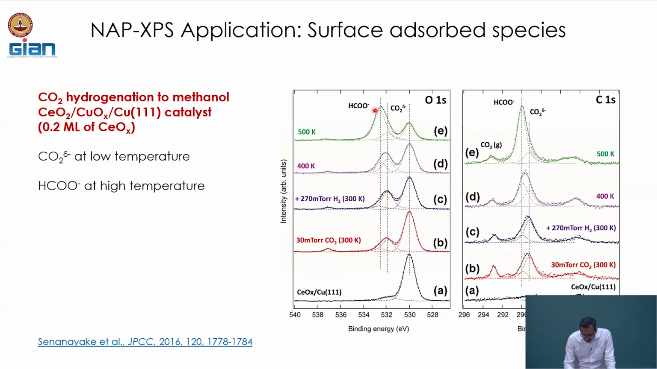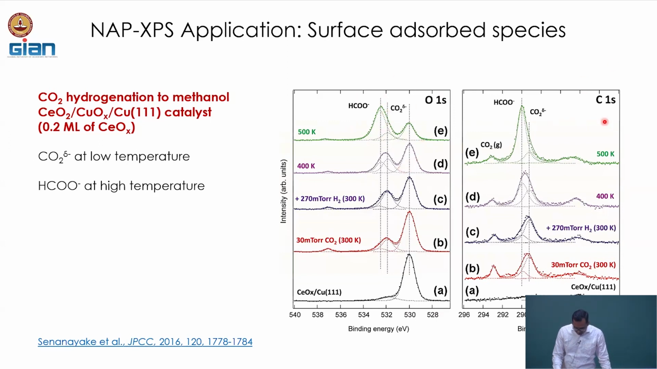But as we increase the temperature from 300 to 400 to 500, the peak coming from CO2 is going down and down, whereas the formate peak is going up and up. That shows how the hydrogen is reacting with the adsorbed CO2 to form formate at higher temperature. Now, this only gives us information about what is there on the surface under such conditions. No guarantee that these are going to be the reaction intermediates, but yes, these are the most abundant surface intermediates under such conditions. And this is the oxygen 1s spectrum we are seeing.